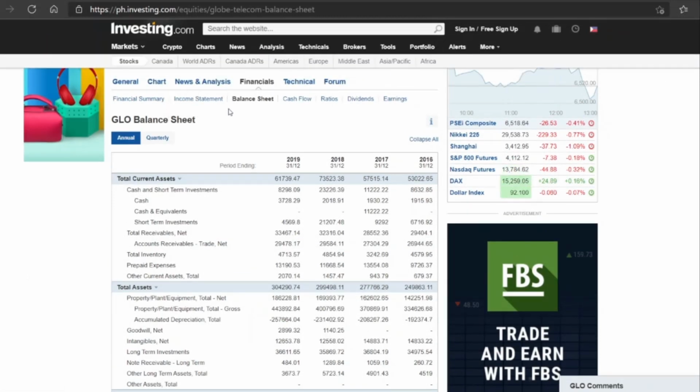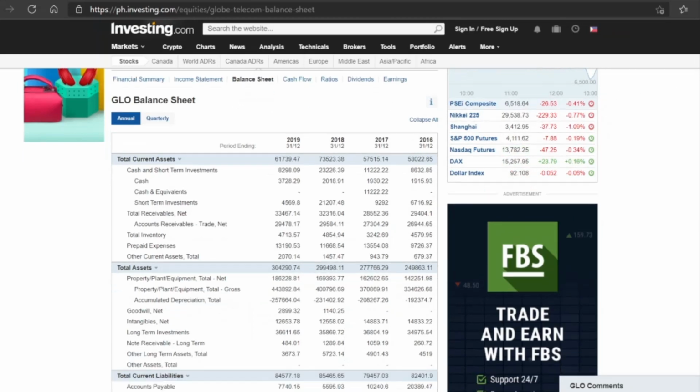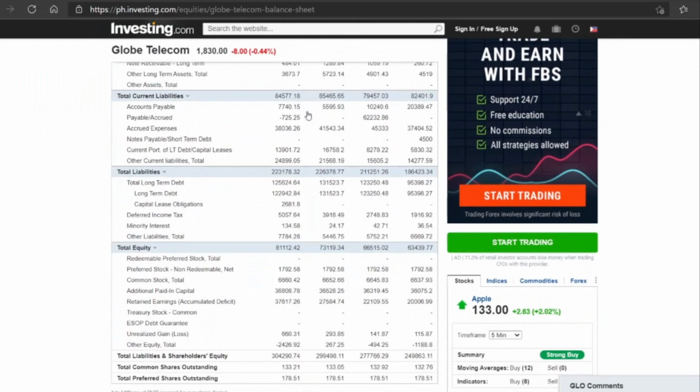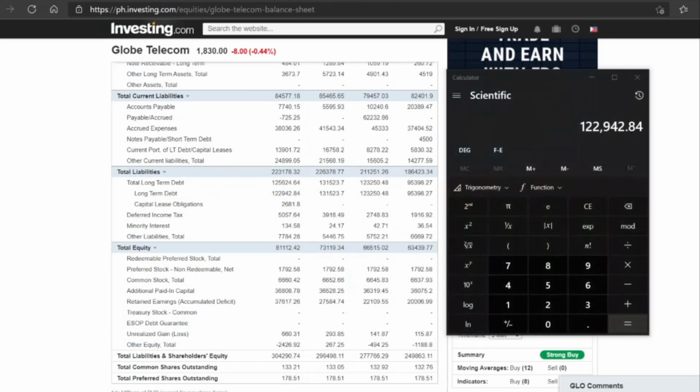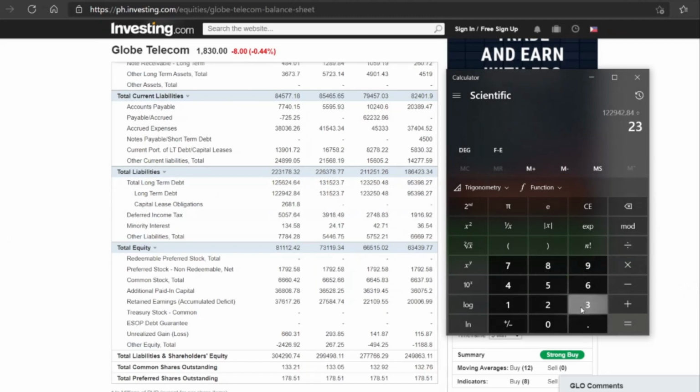Are they handling debt well? We all know debt can kill companies' growth. But what we want is a company that doesn't have excessive debt. How I evaluate this is I go back to the balance sheet again and look for the long-term debt. What I want is, if I divide the free cash flow that we got a while ago by this value, I would get a number less than 3. This means that the company can pay their long-term debts in a matter of 3 years and below.